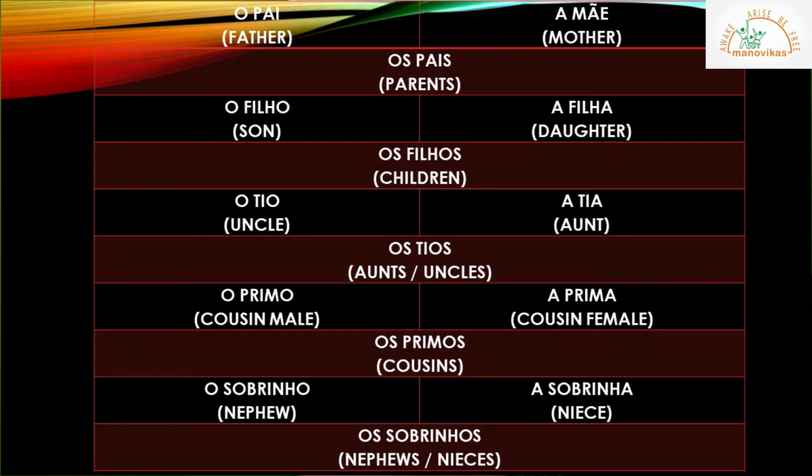Now, what would you be of your uncle and aunt? You'd either be your nephew or their niece. So, o sobrinho is nephew, a sobrinha is niece. Together, you want to say nephews and nieces, you will say os sobrinhos.